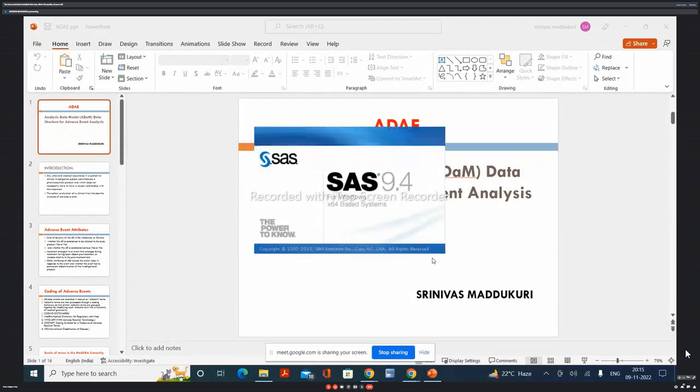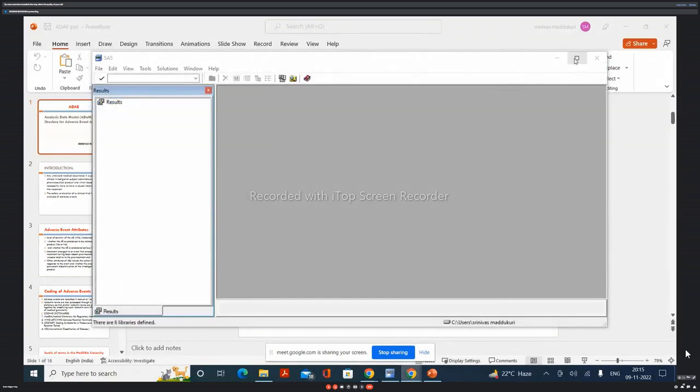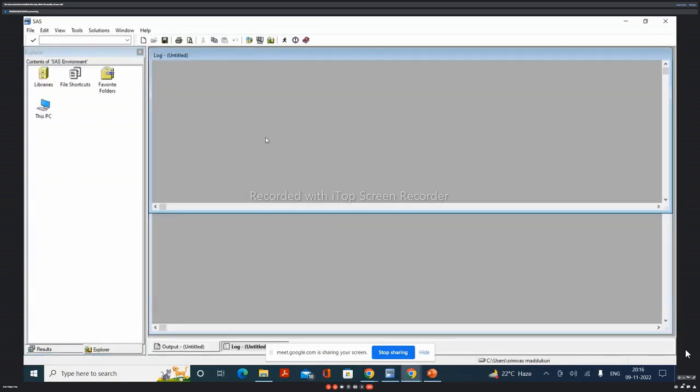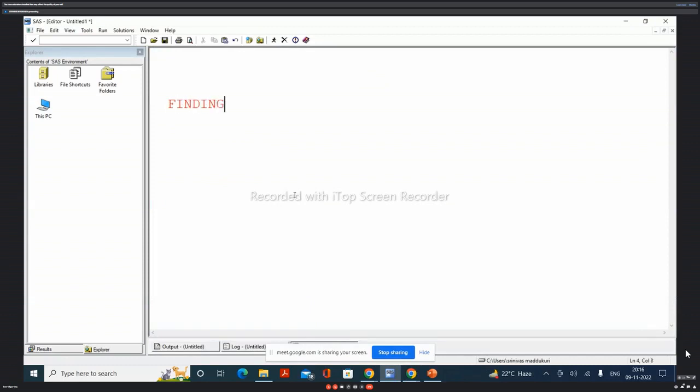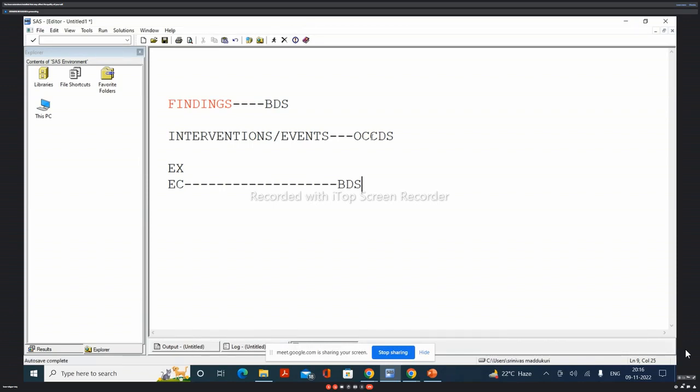Generally, findings datasets of SDTM support BDS structure. Then interventions and events support OCCDS, occurrence data structures. Again, not all the interventions support OCCDS. In the interventions, we have domains called EX and EC. These two support the BDS structure again. So generally, most of the findings domains support BDS structure, and most of the interventions and events support OCCDS. But again, this is not a hard rule. Sometimes even exposure as collected, which is part of the interventions, supports BDS structure.